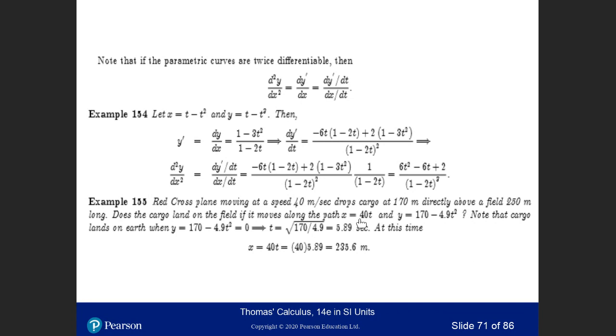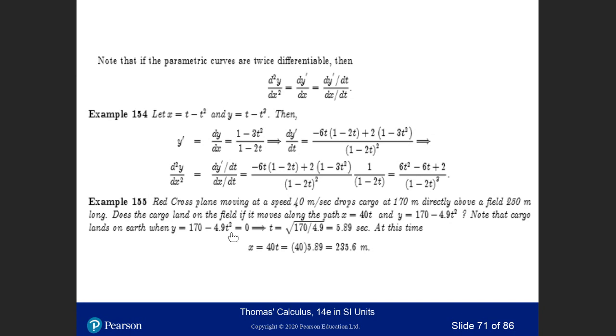So the cargo has a speed in the x direction, which is 40 meters per second, because it's from a plane going with that speed. So x is equal to 40t, the displacement in x by the cargo. Now, the displacement in y is 170 minus 4.9 t squared. That's the Earth's gravitational pull. Now, when y is zero, that is, the cargo drops on the Earth, I mean on the field, or out of the field, we don't know. When y is zero, that happens.